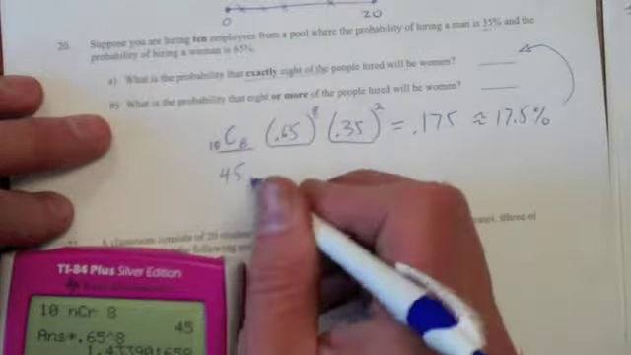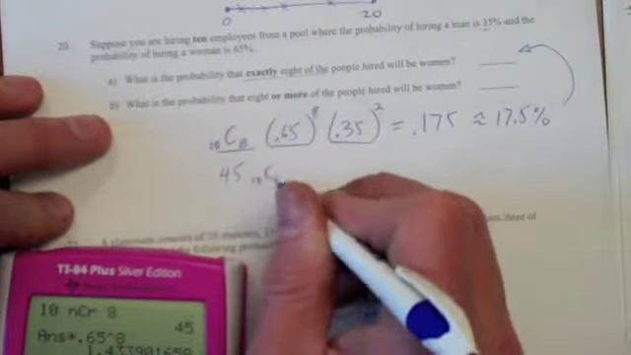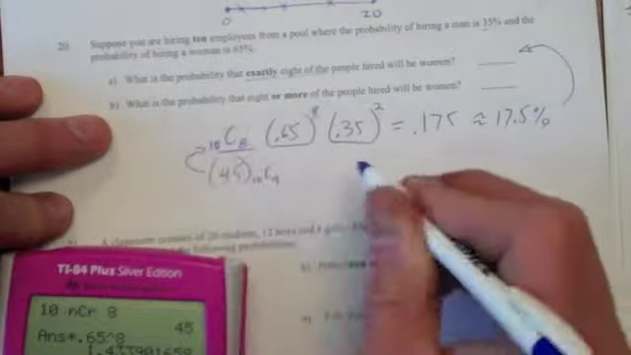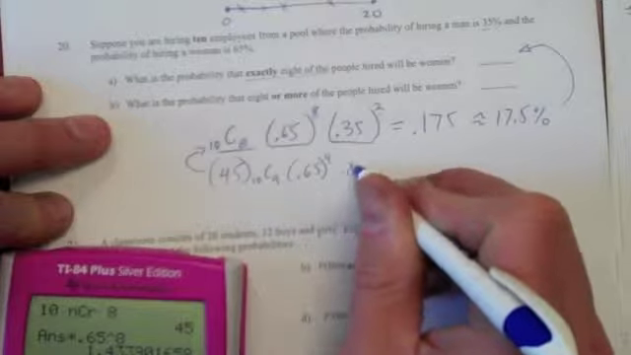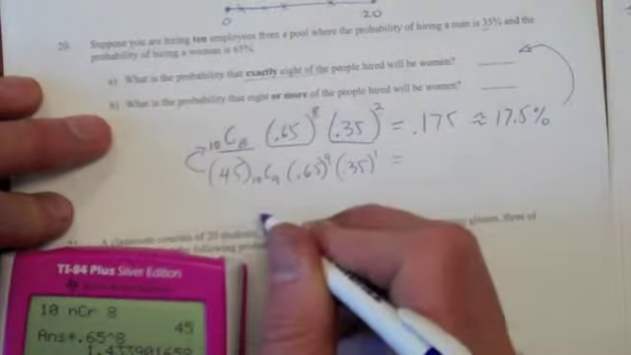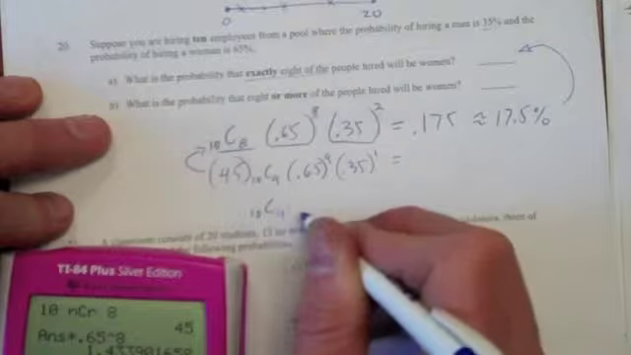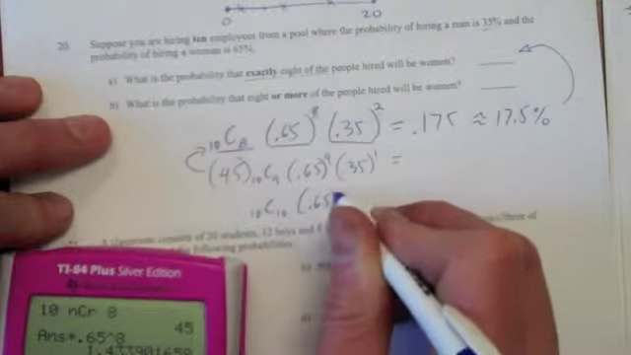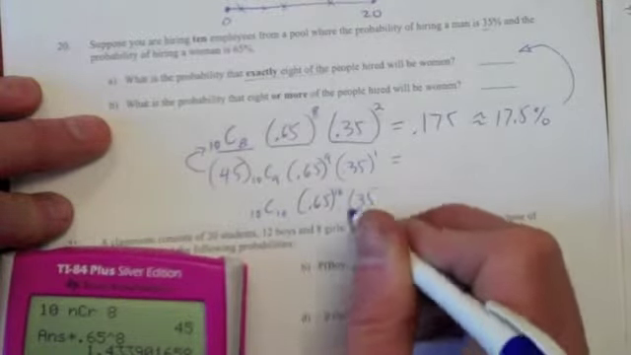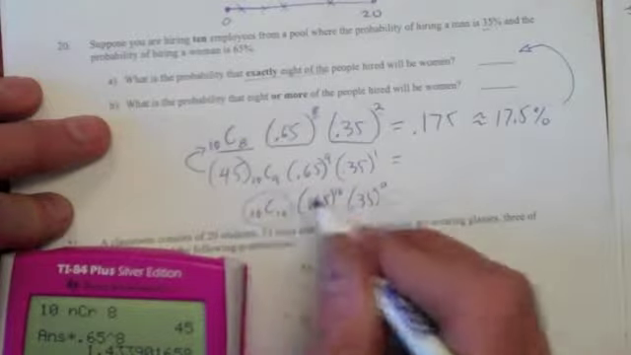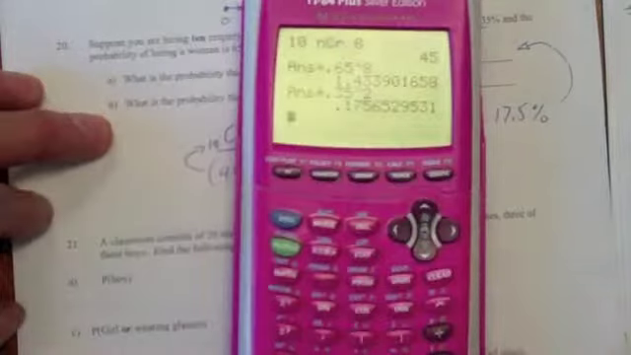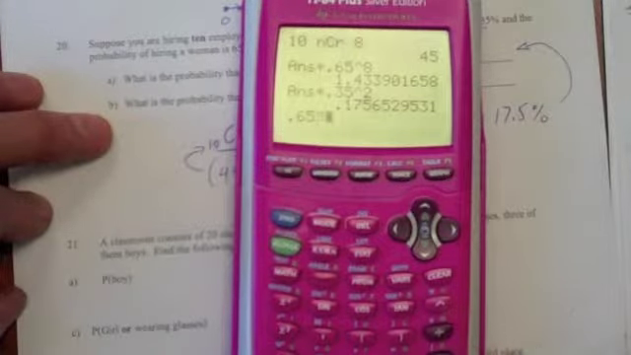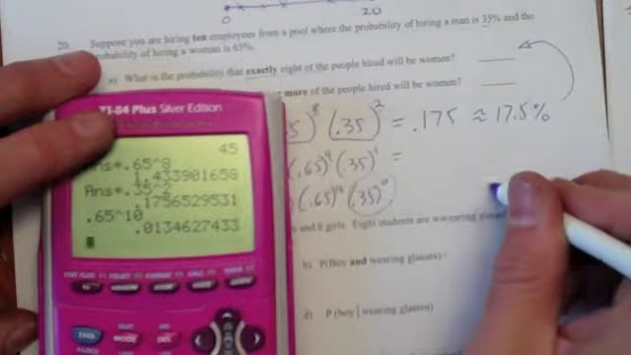Alright, so this would be then 10C9 times 0.65 to the 9th and 0.35 to the 1st, and then this would be 10C10, 0.65 to the 10 and 0.35 to the 0. But both this one and this one are 1. So all I need to do is 0.65 caret to the 10, and I'm going to get 1.3%.